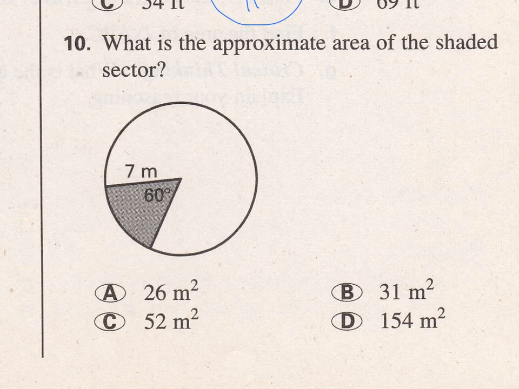Okay, number 10 here. We need to find the area of this shaded part right here. So what we need to do is make a proportion. You first need to find the area of the whole circle. To find that, you're going to say area equals pi r squared. They give you r, that's right here, that's 7.